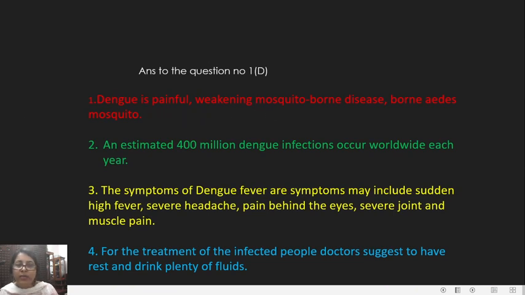Dengue is a painful, mosquito-borne disease, borne by the Aedes mosquito. An estimated 400 million dengue infection occurs worldwide each year. Number 3, here I followed the question. The symptoms of dengue fever are, symptoms may include sudden high fever, severe headache, pain behind the eyes, severe joint and muscle pain. And last one, for the treatment of the infected people, doctor suggests to have rest and drink plenty of fluids.